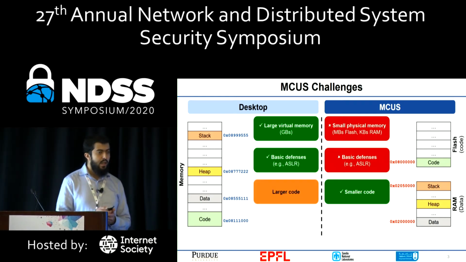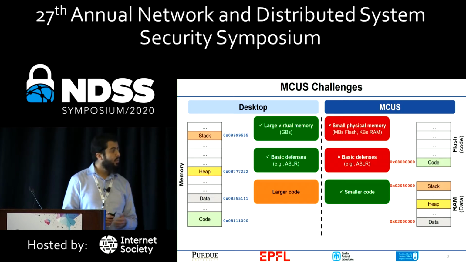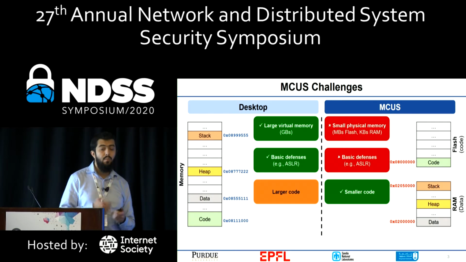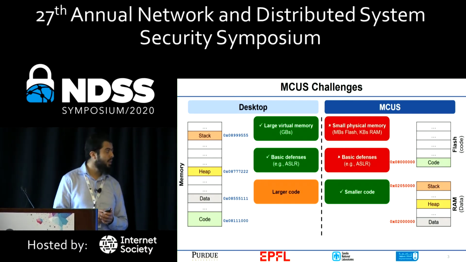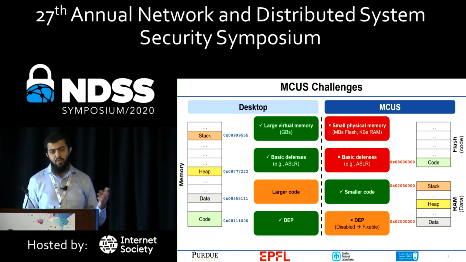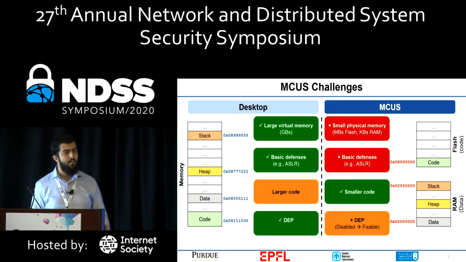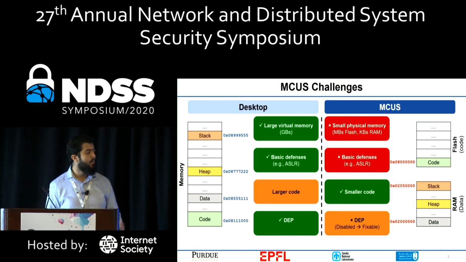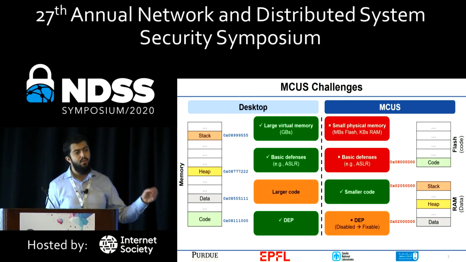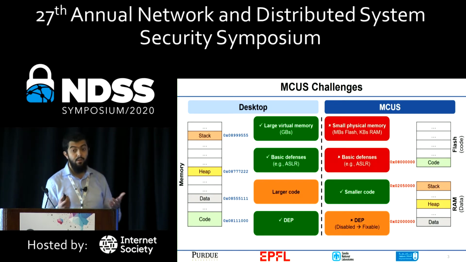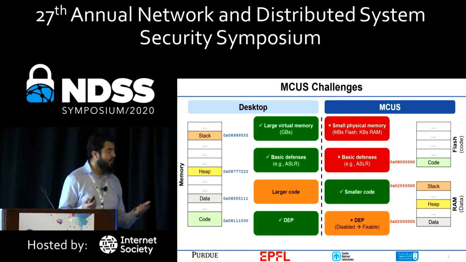However, one advantage is that since we have small memory, we're going to have smaller code for MCUs. And so more powerful analysis that might not be applicable to large code bases on desktops can be used for MCUs. The last difference is data execution prevention, which is a standard defense for desktop systems. Because of bad security practices, these are usually disabled on MCUs. But this is fixable. We can use the memory protection unit to enable DEP. But the previously mentioned problems are inherent to MCUs. So we need something different.